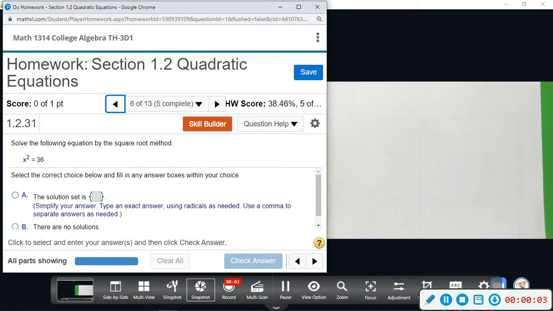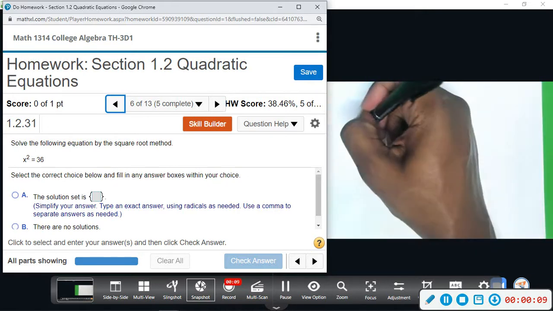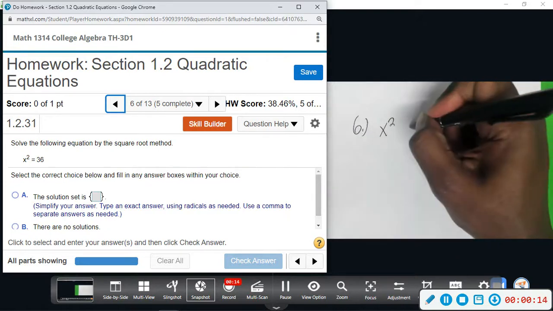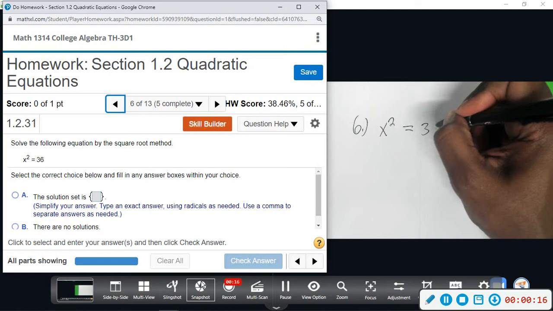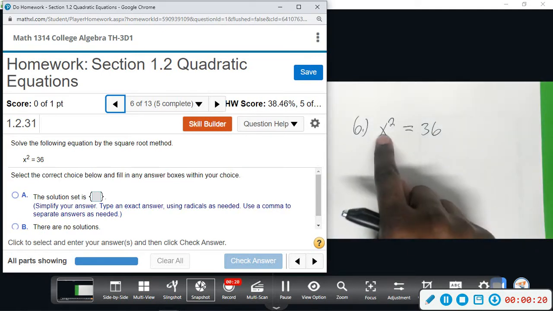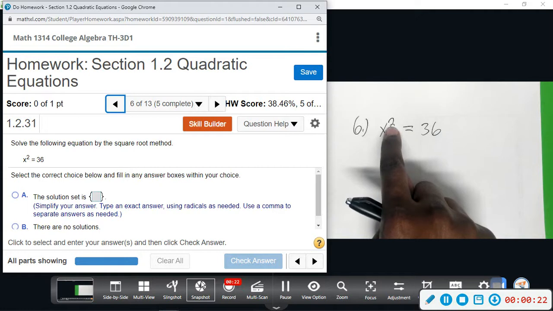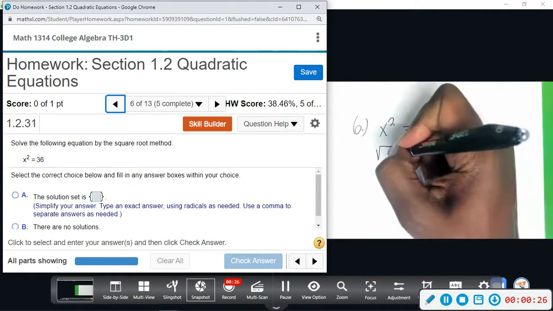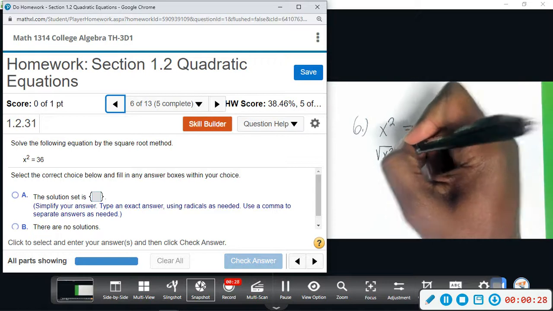Okay, number 6 wants us to solve using the square root method. So we have x squared equals 36. In order to solve for x, to get x by itself, we have to get rid of the square. So we have to take the square root of both sides.